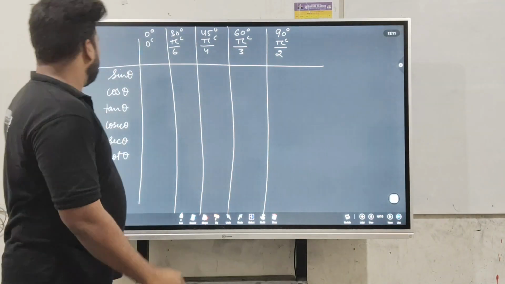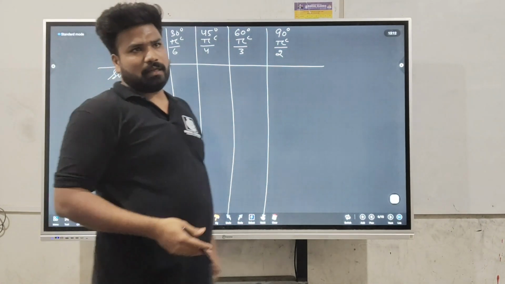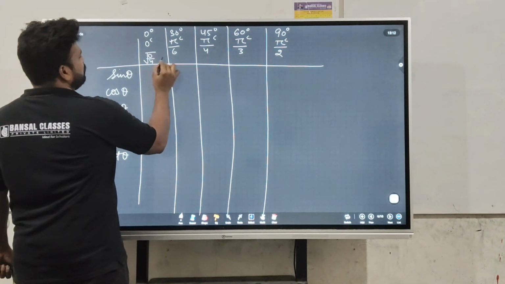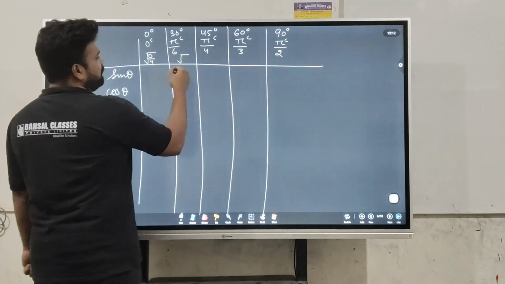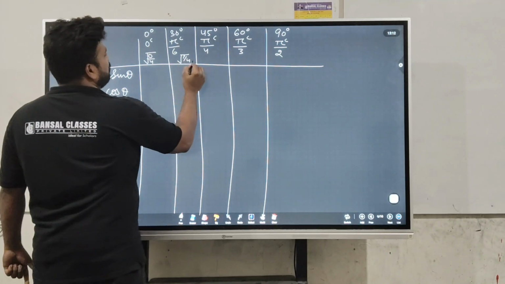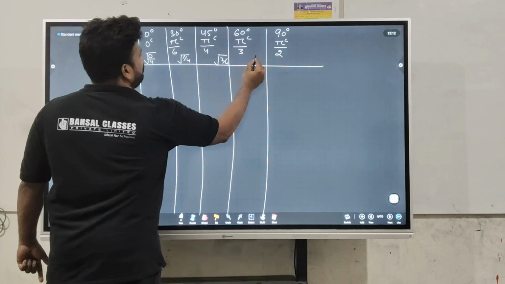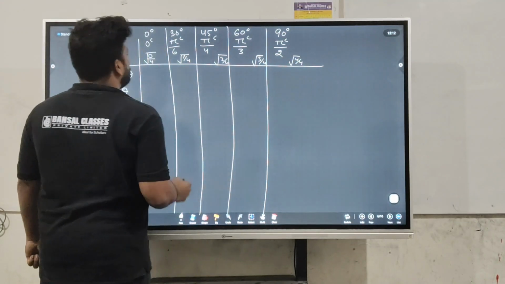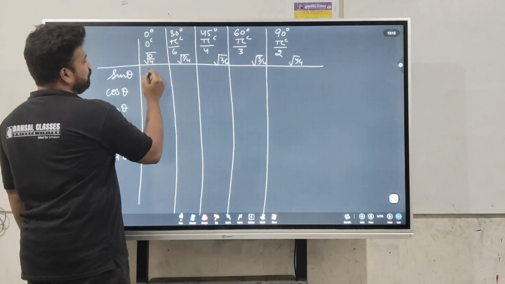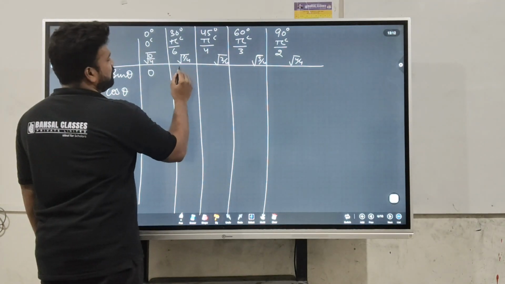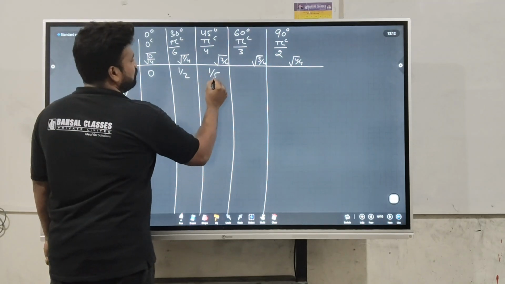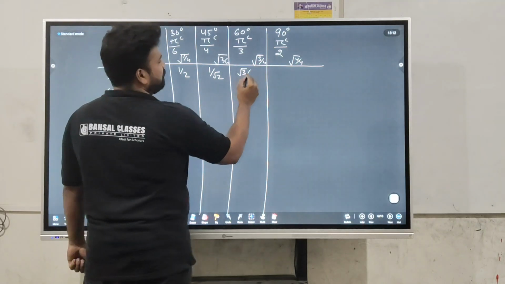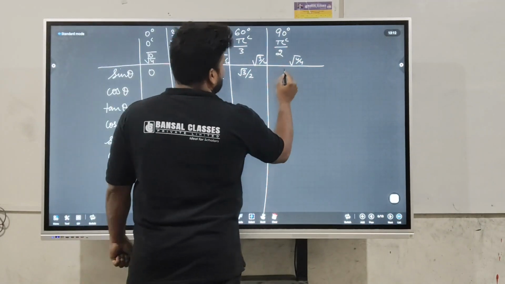Now this is the table, and how will we calculate it? There is a simple short trick to remember the values. Here write 0, 1, 2, 3, 4 over 4: 0 by 4, 1 by 4, 2 by 4, 3 by 4, and 4 by 4. So take the root of each: 0 is 0, 1 by 4 gives 1 by 2, 2 by 4 gives root 2 by 2, 3 by 4 gives root 3 by 2. Root of 4 is 2, that's why I'm writing 2. 4 upon 4 is 1.